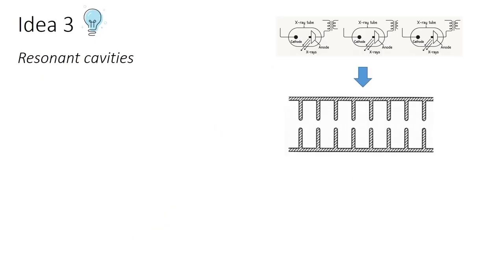This 3-item list that we've created points us to the third idea, which I'm calling resonant cavities. And this idea is that we're going to be replacing this string of X-ray tubes, this mental picture of a string of X-ray tubes that we drew earlier, with a string of conducting cavities. And what I'm going to do now is go over why this idea fits perfectly with the 3 items in the list that we've created in previous slides.